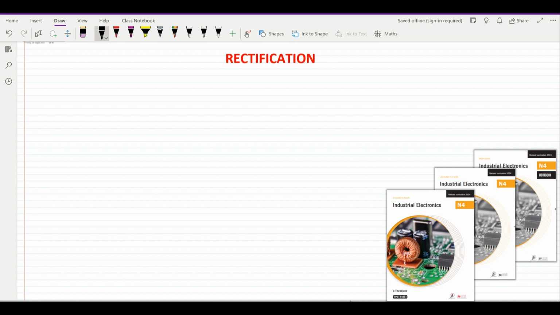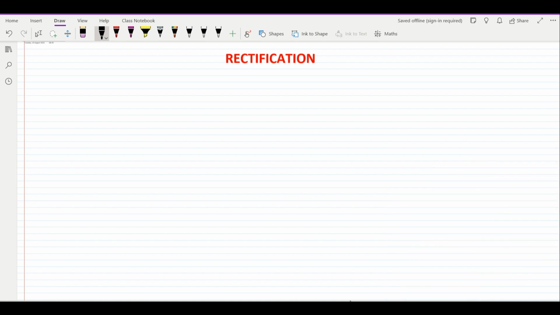In today's session, our focus will be on how to understand the process of rectification and filtering. We will start this process from the transformer side, then rectifying, and then filtering, practically talking about a DC power supply.